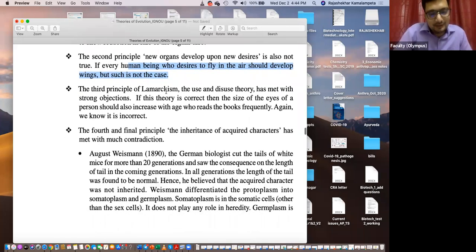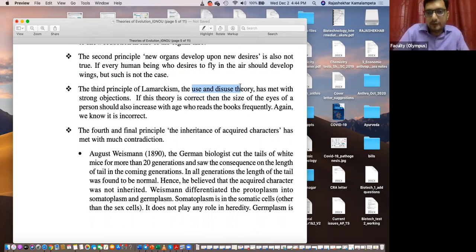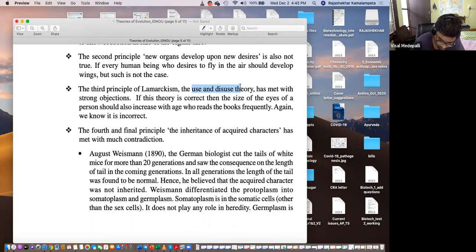So another one is use and disuse theory. If use and disuse theory is correct, yes, I think logically to a certain extent, if you keep using them, strengthening them or having those biceps makes sense. But it cannot generalize it.